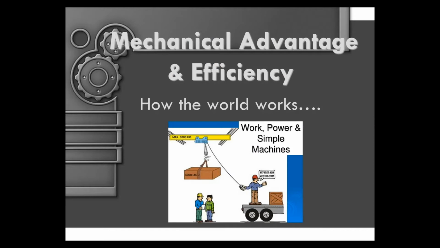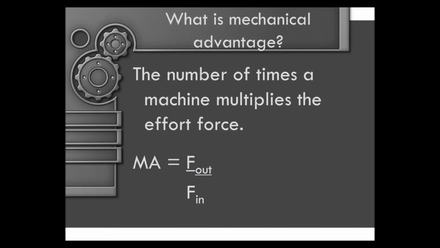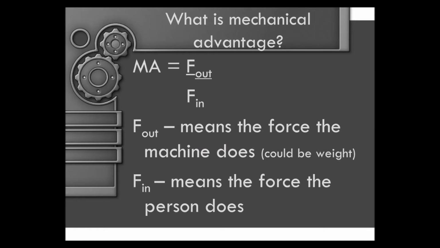So let's talk about mechanical advantage and efficiency. So what is mechanical advantage? It's going to be the number of times a machine multiplies the effort force, or the amount of force that you have to put into a simple machine. And this is how you're going to calculate mechanical advantage. It's going to be mechanical advantage equals F out over F in.